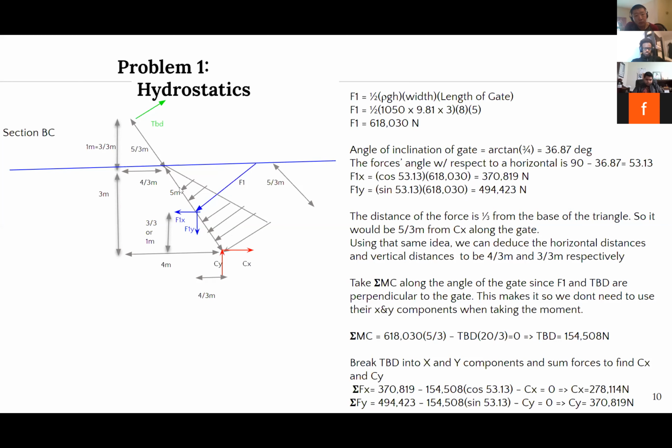the amount of gate that's submerged underwater is 5 meters. So it would have to be located 1/3 of 5 meters above C. Okay, so to do that, we would just multiply 5 times 1/3, and we would see it's located 5/3 meters along CX. And from that, we can find the horizontal and the vertical sides to be 4/3 meter and 3/3 meter, just like how we did with the similar triangle. And once again, if you're not comfortable with using similar triangles, you can always use the angle of inclination to find these distances.